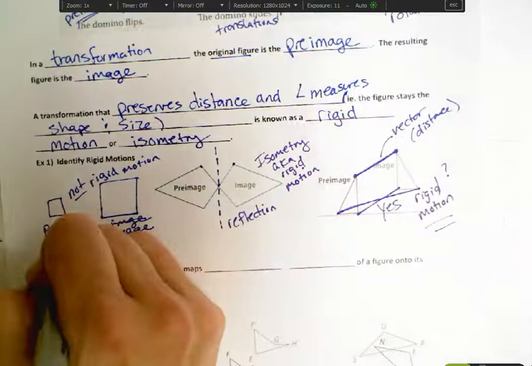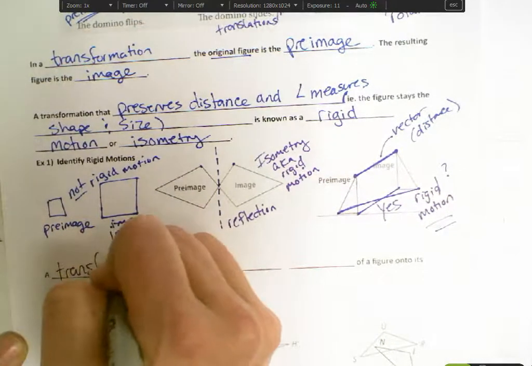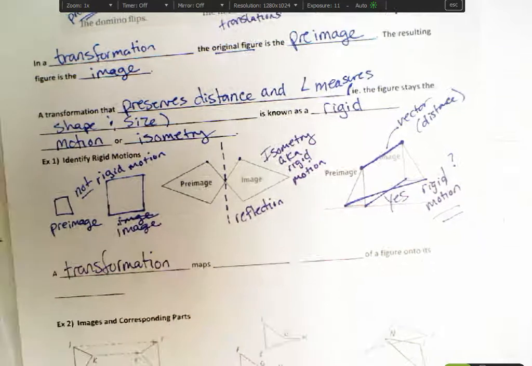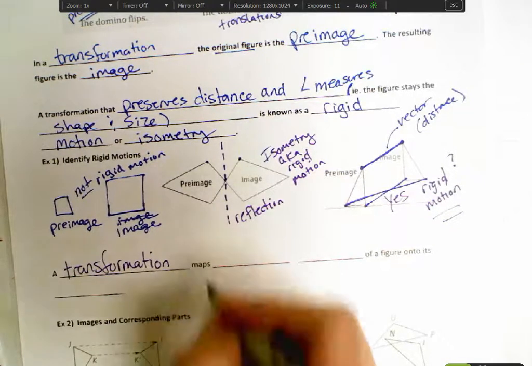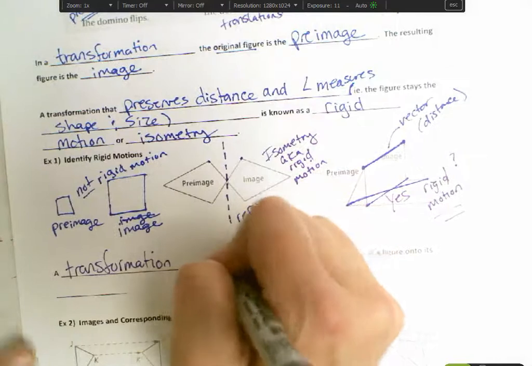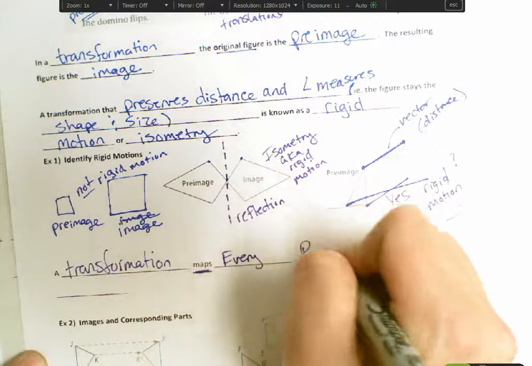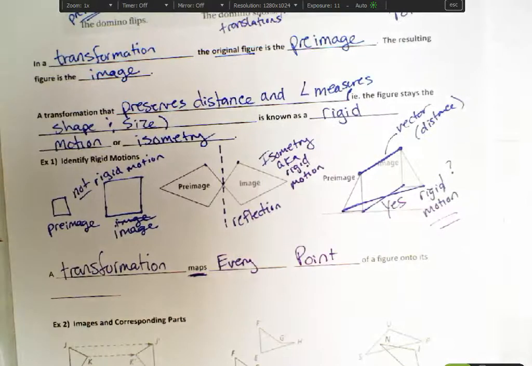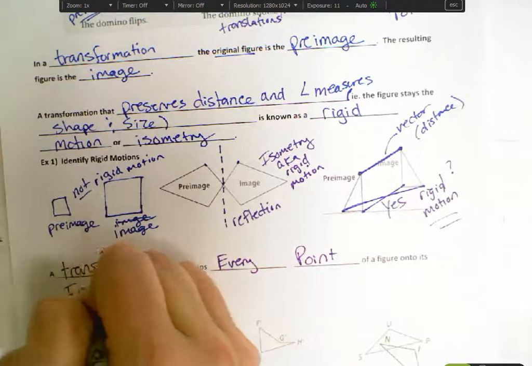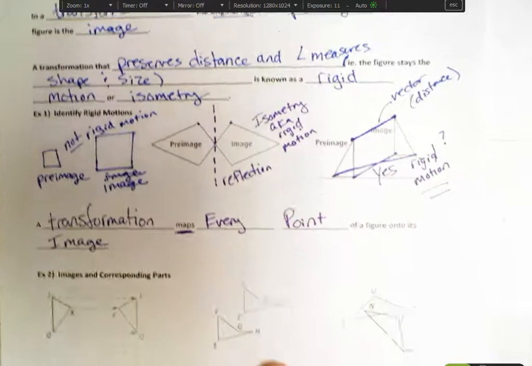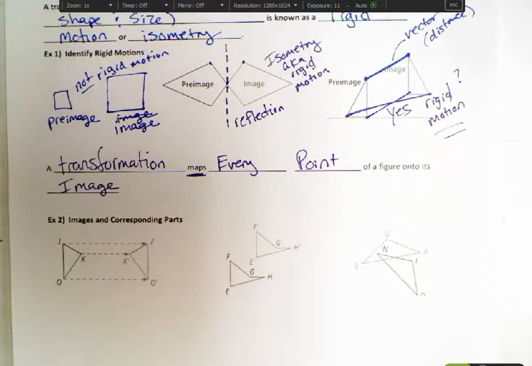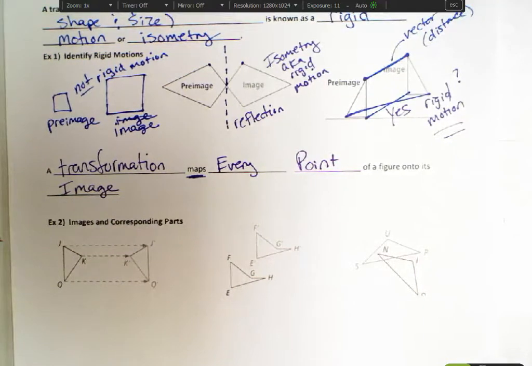So a transformation, which again encompasses reflections, translations, and rotations, maps or identifies every point of a figure onto its image. So this dealt with why it was a function when we were taking a look at this in geometry or in algebra last year. Functions mean there's a one-to-one relationship for every single point in that figure. So we want to take a look at transformations, specifically translations, and how to determine what's going on.